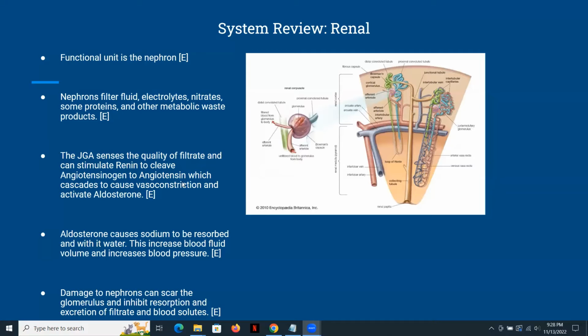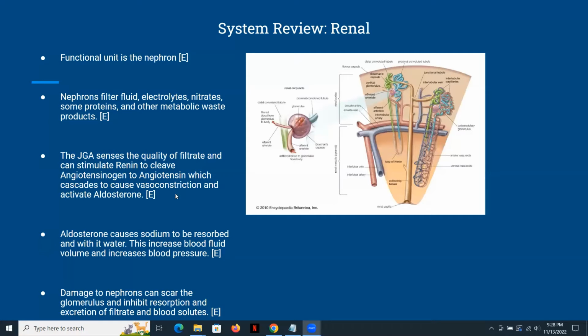A big one that we talk about is the fact that the JGA produces renin. That cleaves angiotensinogen, which is made by the liver and flows freely through the blood. Once it's cleaved to angiotensin, that allows a cascade of a series of enzymes to cleave each other in different spots. Again, I'm simplifying this for the sake of time, to get to where we're activating aldosterone.